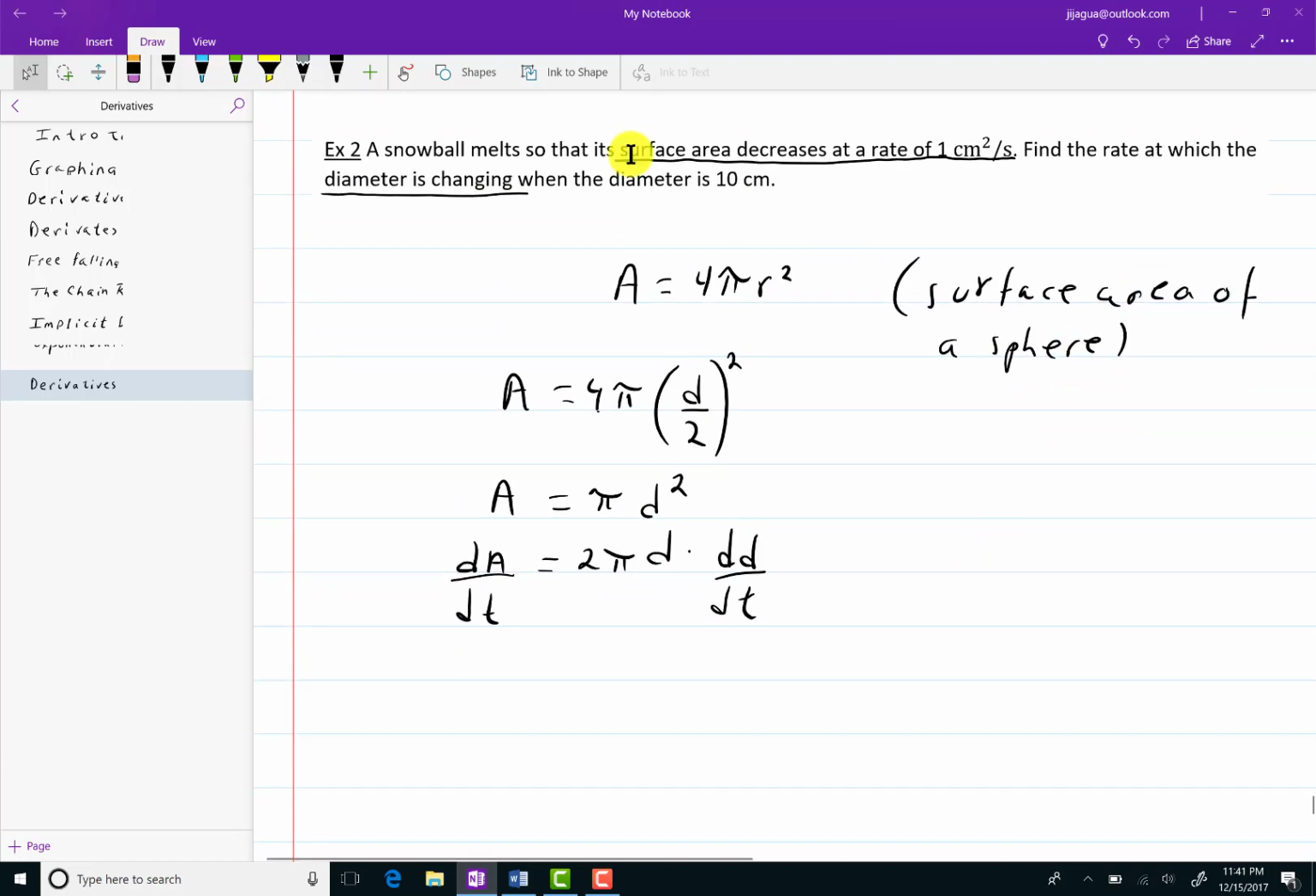The surface area decreases at a rate of 1 centimeters squared per second. I'll put in the units later, but I do know that it is decreasing at 1 centimeters squared per second. So I'm going to put a -1 there to indicate that it's getting smaller. Find the rate at which the diameter is changing when the diameter is 10 centimeters. So I'm going to plug that in for D. So I'll have 2 times pi times 10 times dd over dt.